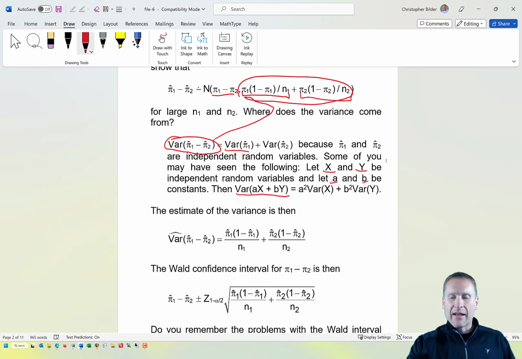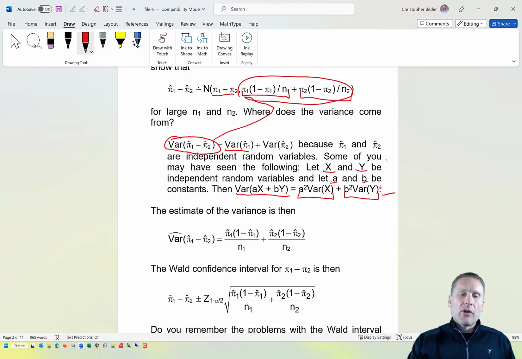Then the variance of a times x plus b times y is a squared times the variance of x plus b squared times the variance of y. If you've had a mathematical statistics course before, you might be wondering, where is this covariance term that you would normally see also out here? Well, that's not there because remember what we have here is independent binomial sampling. So x and y, at least in our case for pi hat 1 and pi hat 2, are independent, so we don't have to worry about the covariance. It ends up being 0.